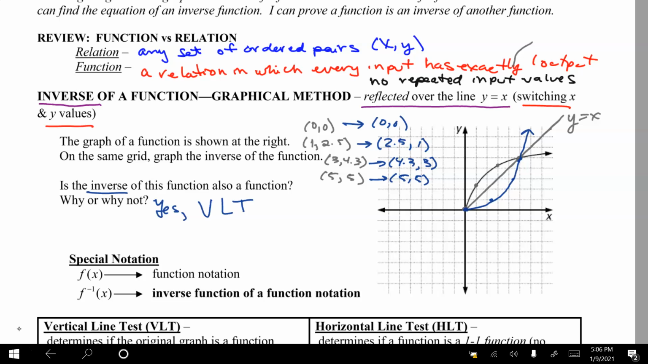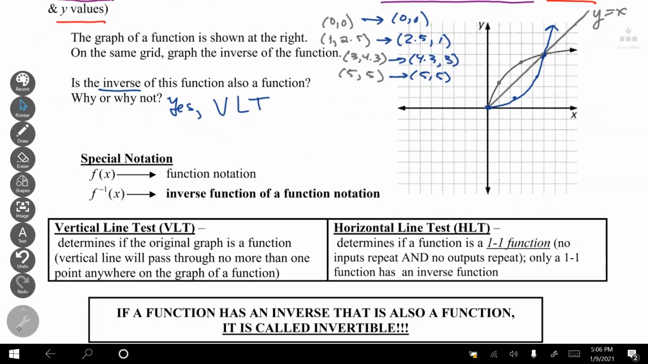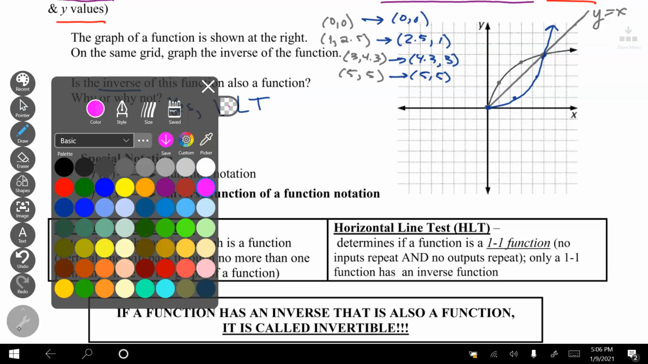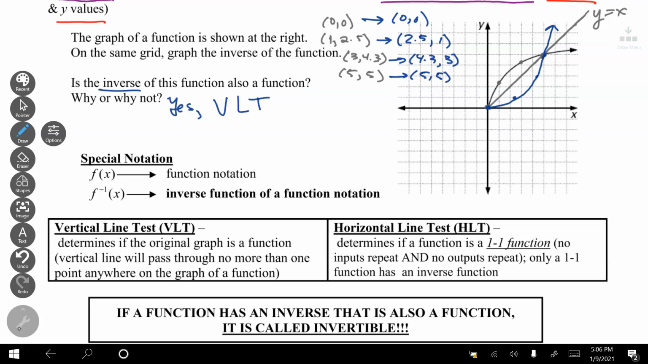So let's talk about how we can tell. We already briefly talked about the vertical line test. The vertical line test is what we do to determine if an original graph is a function. So when I do a vertical line test and it passes, it is a function. The horizontal line test determines if the function is a one-to-one function. That means there's no repeated inputs or outputs, and that means its inverse would also be a function.